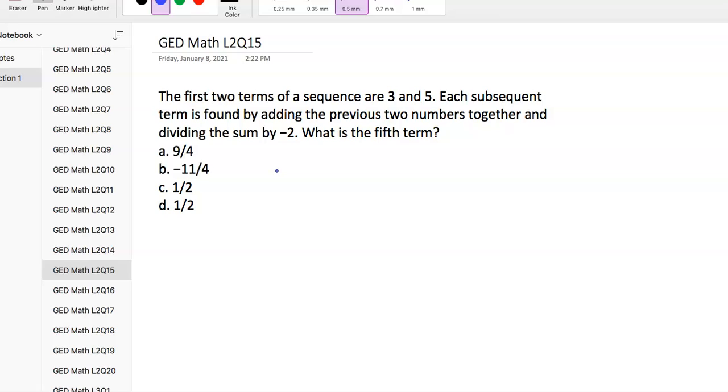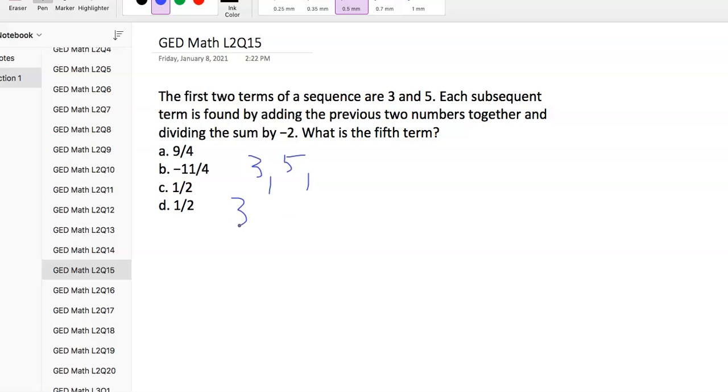So the first 2 terms of a sequence are 3 and 5. So go ahead and write that in. 3, 5. Okay. Each subsequent term, right, so the next term, is found by adding the previous 2 numbers together and dividing the sum by -2. What is the 5th term? Okay, so they make us go quite a ways, which is why people miss. There's lots of chances for a mistake.